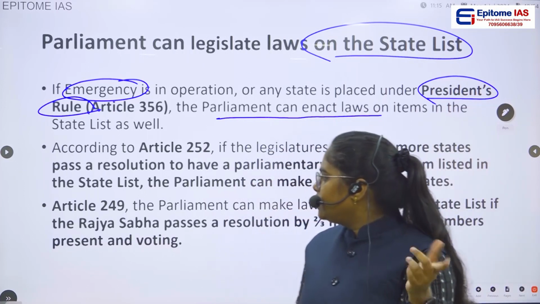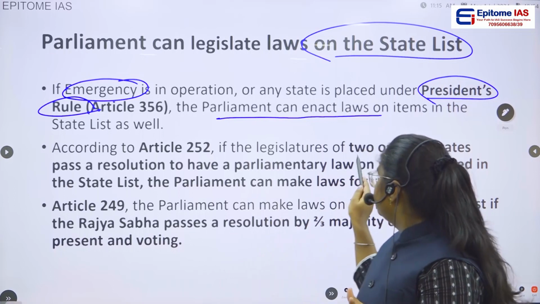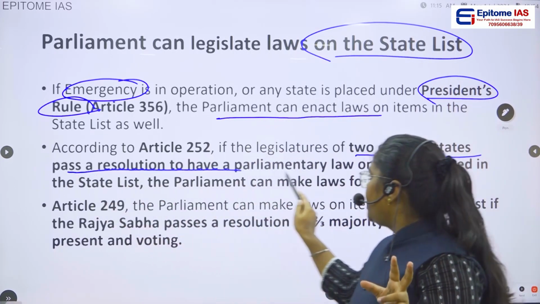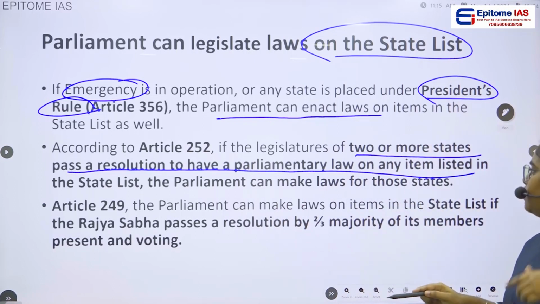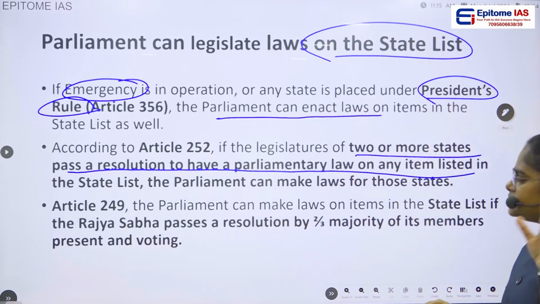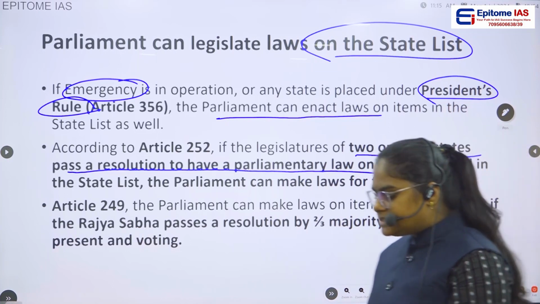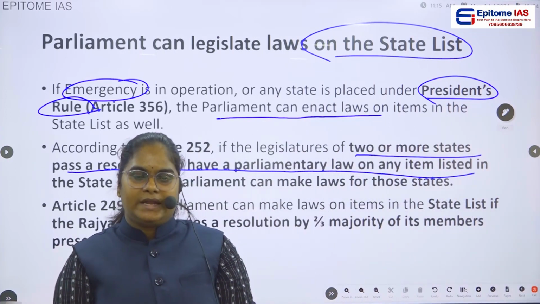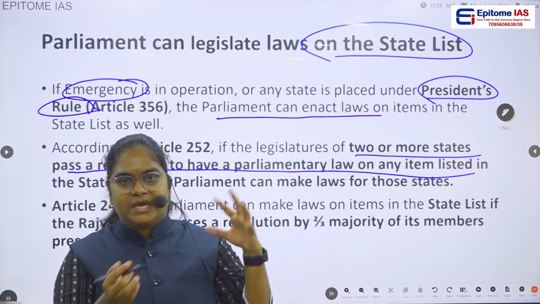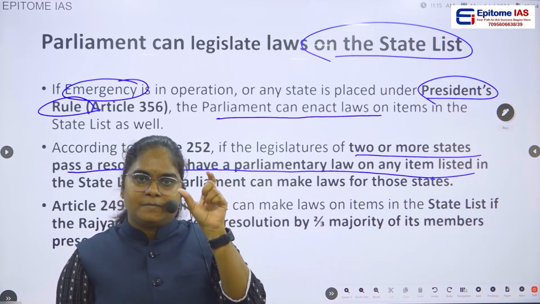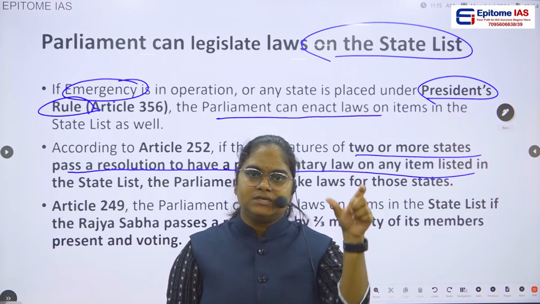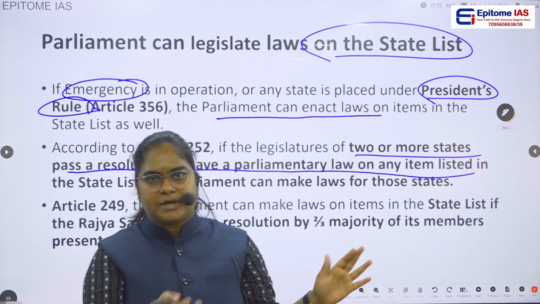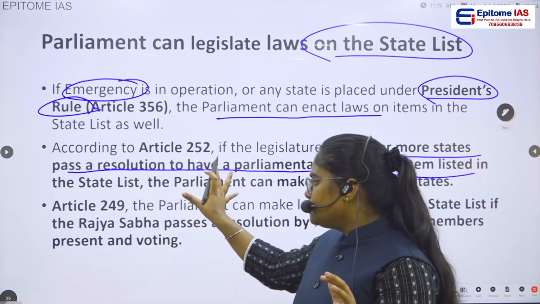Okay, then another case would be when two or more states pass a resolution to have parliamentary law on any item listed in the state list. So let us say two or more states are passing a resolution and asking the parliament to make law on a particular subject mentioned in the state list. Then the parliament can go and make that particular law. Okay, this is also another case.